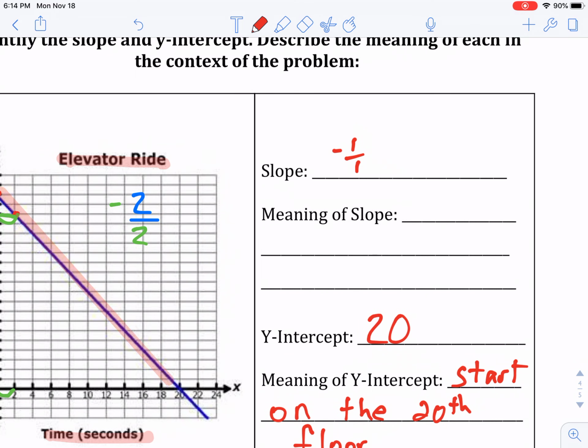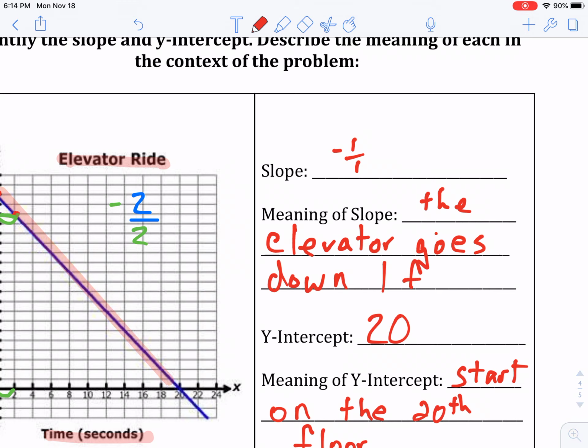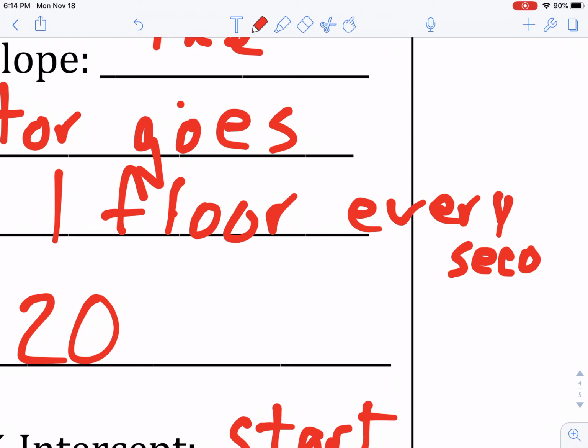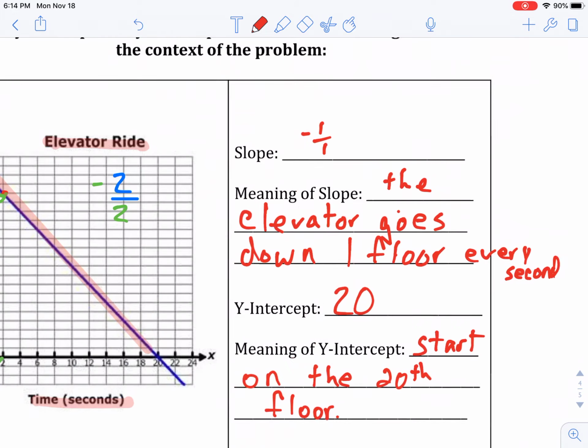So the meaning of slope is the elevator goes down 1 floor every second. And hopefully that makes a little bit of sense. An elevator drops a floor a second. We don't spend a lot of time in the elevator, so it's a pretty fast elevator though. So 1 floor every second.